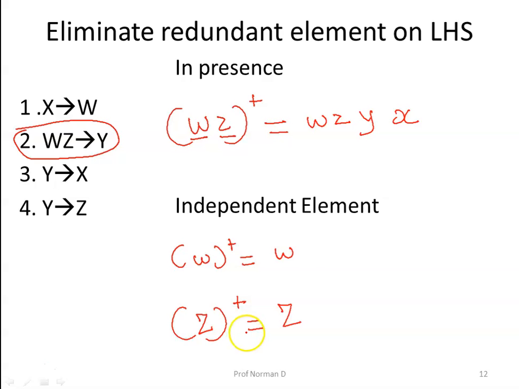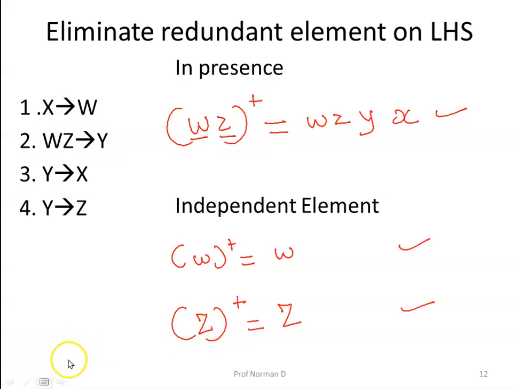So our conclusion here is that each of these gives us a different output. So we can say that neither W nor Z is a redundant element. But if WZ and W had the same output, then we could say that Z is redundant. When we consider only one element, the output is different, and when we consider the other element, the output is different. If the closure on WZ and the closure on W were the same, then we could avoid the next attribute.